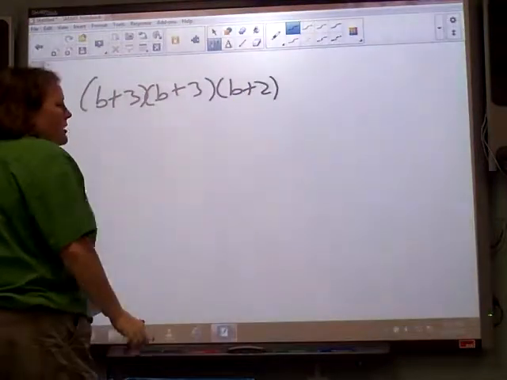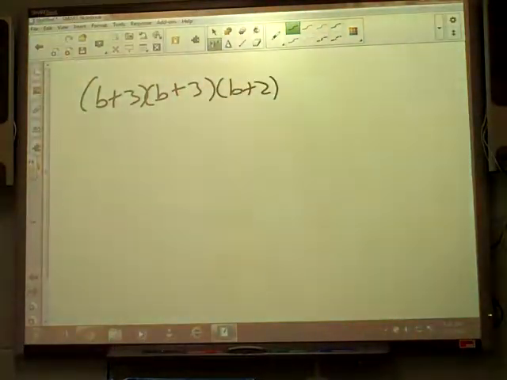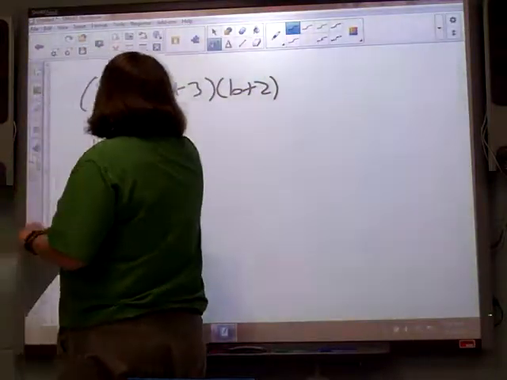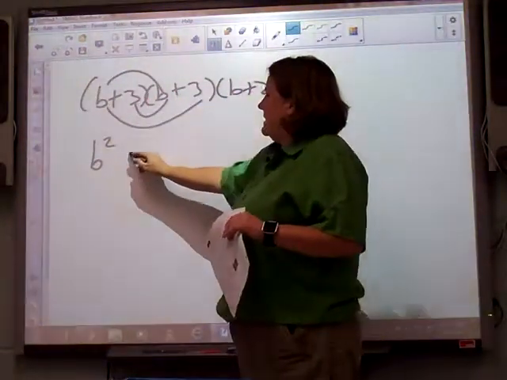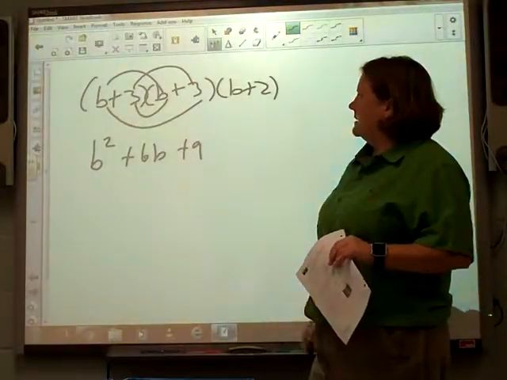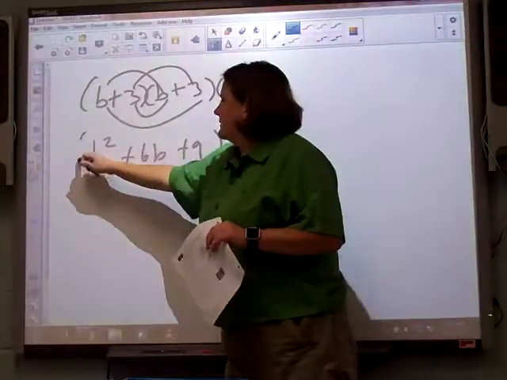Alright, I just worked left to right, multiplied two of them together, got an answer, and then multiplied it by the third one. Okay, so I'm going left to right here on these first two. B times B, 3B, and 3B is a 6B, and then 3 times 3. Okay, so that took those two out, but now I still got a B plus 2 to go with.